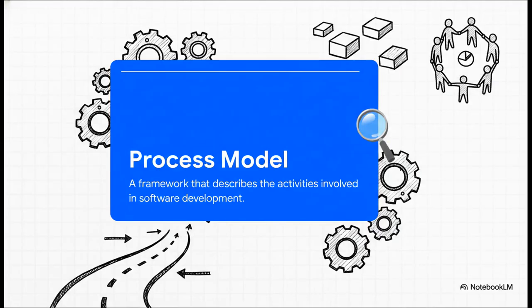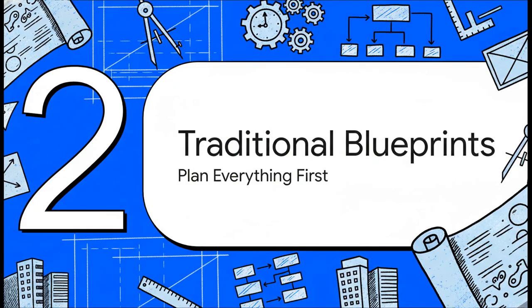And that structured approach has a name. It's called a process model. Basically, it's the formal framework, the official roadmap that brings discipline and predictability to what can be a really chaotic, creative process. It keeps the entire team on the exact same page. So let's start with the classics, the original blueprints.